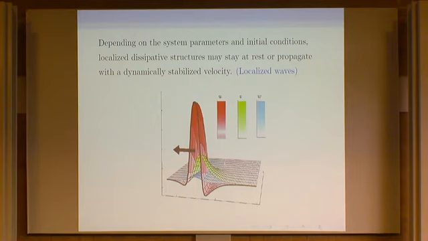Such a wave may stay at rest or propagate with a dynamically stabilized velocity. So it could be a standing wave, which looks like a pattern, but most of the time, they move with some constant velocity. This is the so-called traveling wave, but the structure of this pulse or particle actually is a local structure.